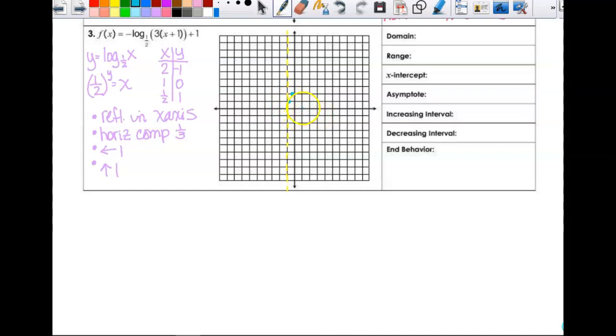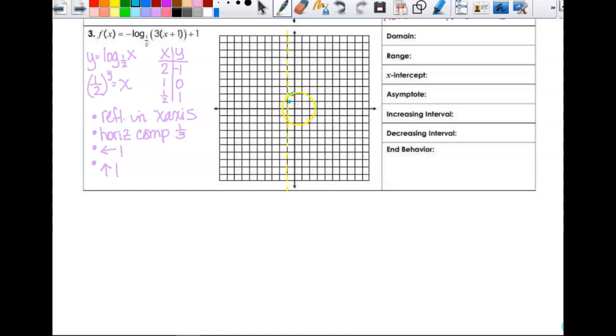Then 1/2, 1 gives me right here. Horizontal compression by 1/3. So 1/2 times 1/3 is 1/6. So I'm really, really close there. Move to the left 1 and up 1. Oh, I didn't reflect. Dang it. Okay, so let me start over. I was so worried about the fraction here. I'm at 1/2, 1. I've got to reflect.